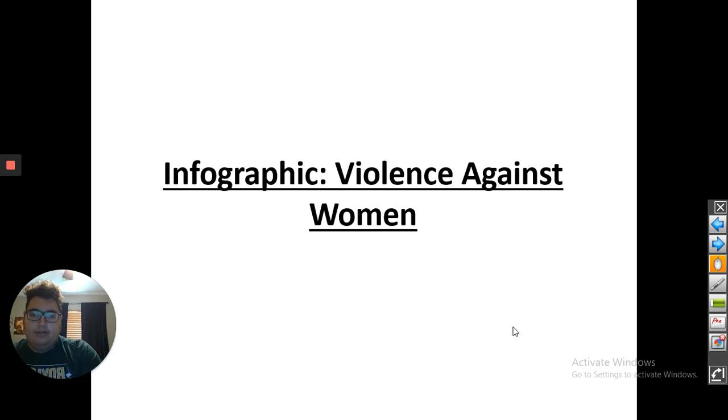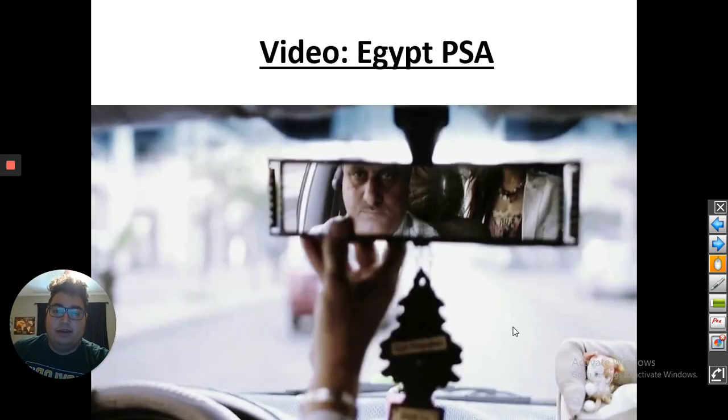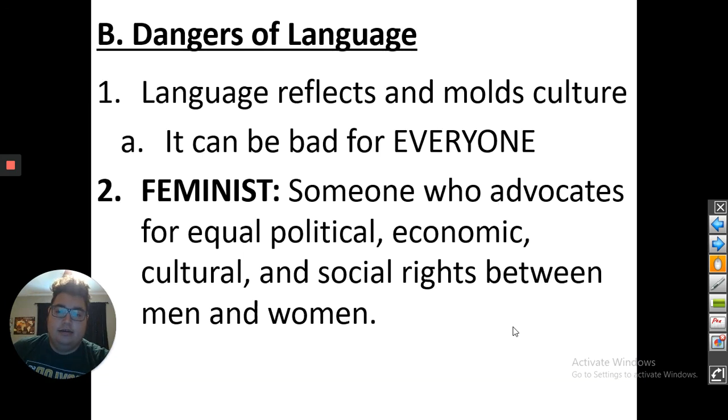And then there's an infographic in the notes. If you look at the tab at the bottom, the notes, you can see the website for violence against women, the Egypt PSA, and then the dangers of language. Language reflects and molds our culture, and this can be bad for everyone. There is the word feminist. That is a politically charged word, and we can see that today. A feminist is someone who advocates for equal political, economic, cultural, and social rights between men and women.